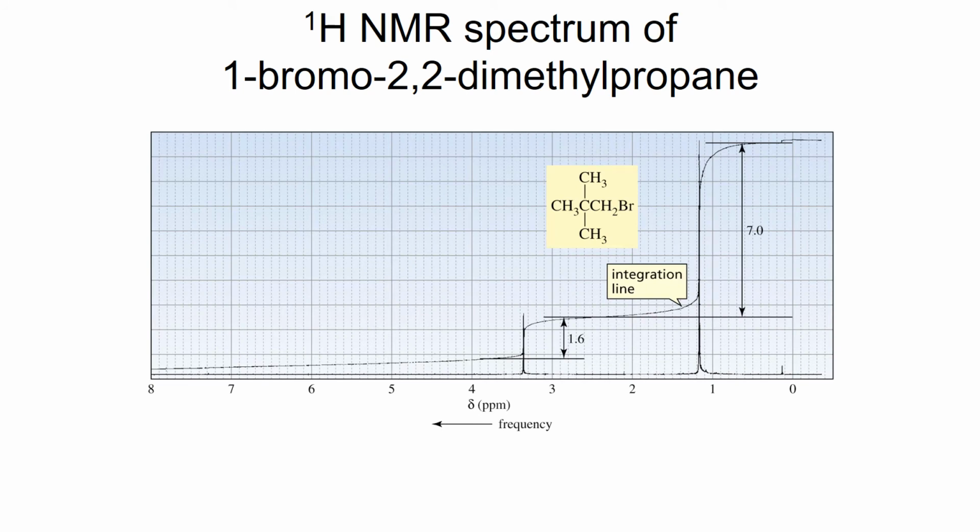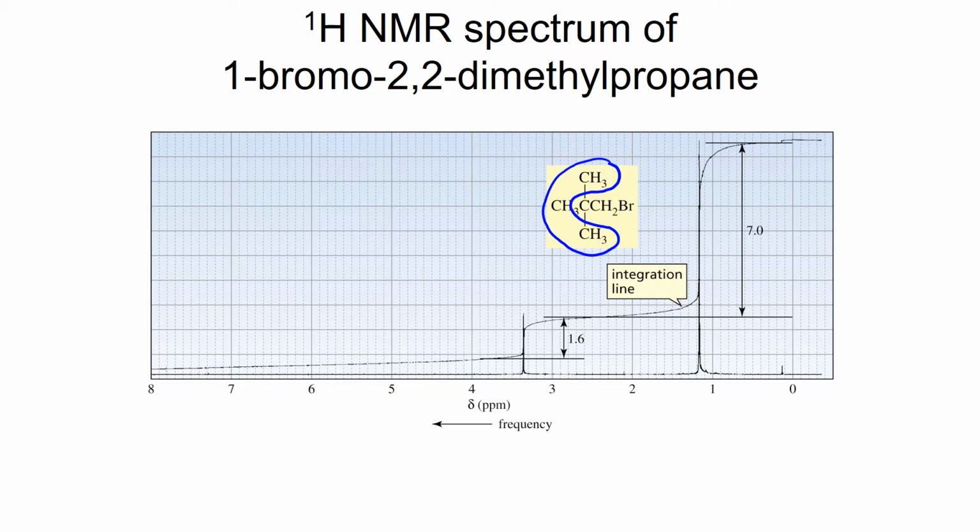We're going to use 1-bromo-2,2-dimethyl propane as our first example. And let's dissect this spectrum a little bit. So we know that we have two different types of protons here. And I'm going to start giving these alphabetical designations. And so usually we use lowercase letters.